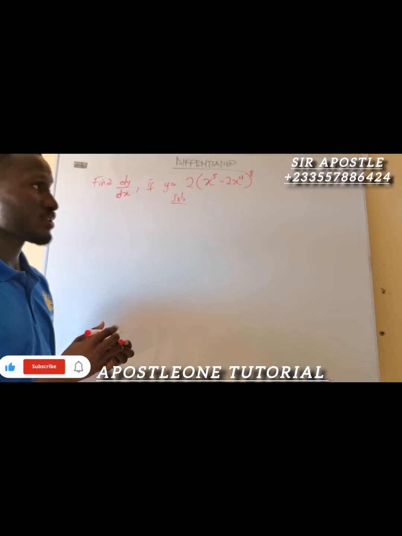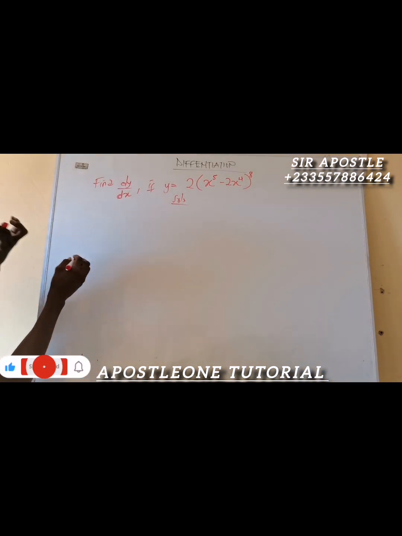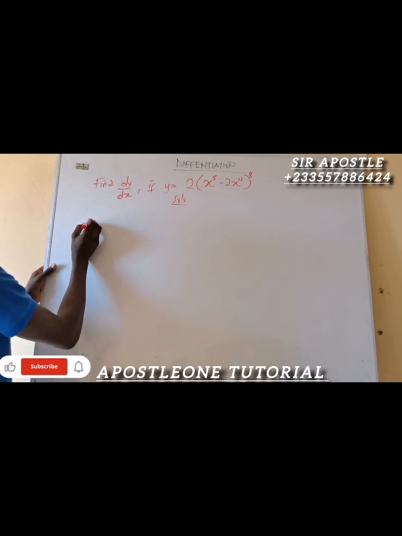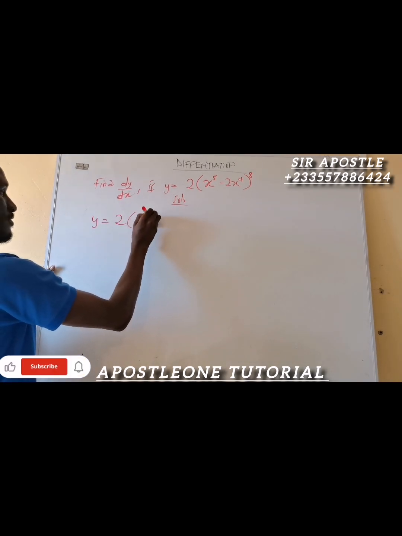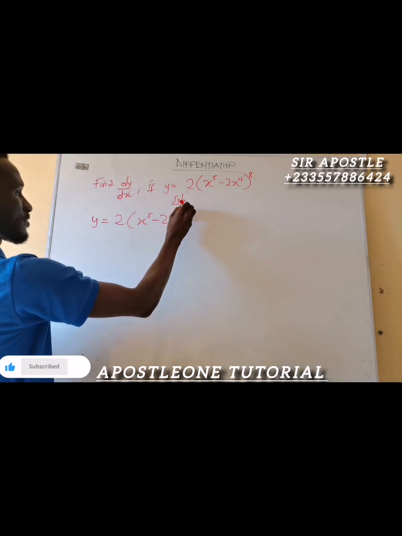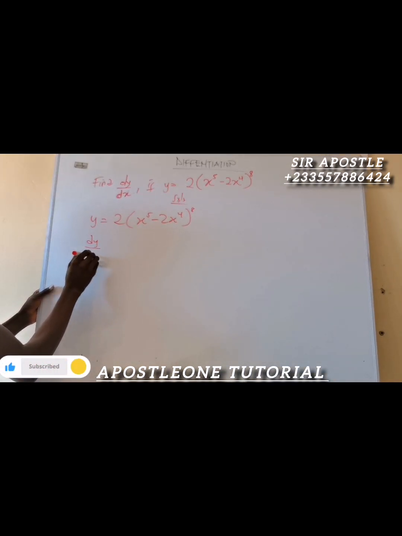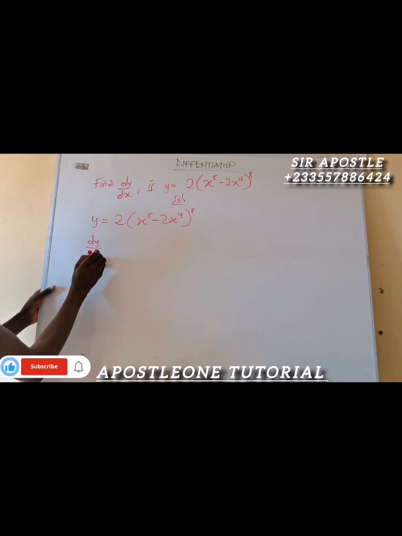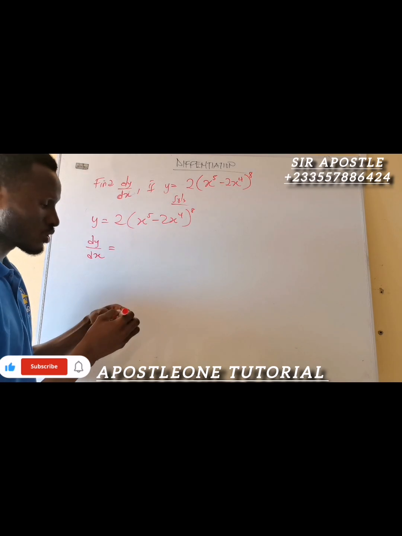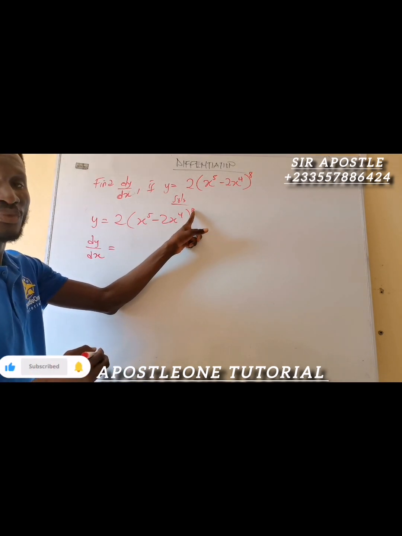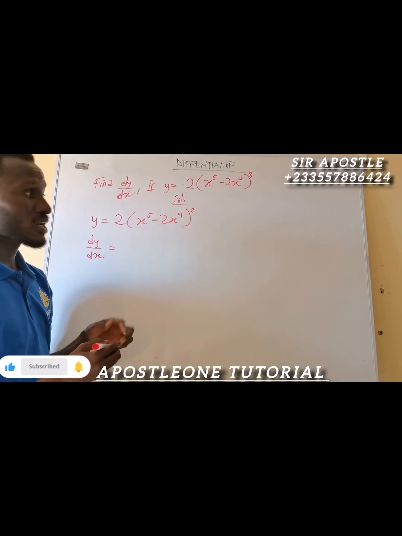So how are you going to solve? Please go and watch the previous video and then know what is going on. Now, with the direct method, we have y is equal to 2x exponent 5 minus 2x exponent 4, all exponent 8. You differentiate the whole thing. How do we differentiate the whole thing? You multiply the exponent by the coefficient. Then after that, you reduce the exponent by 1.